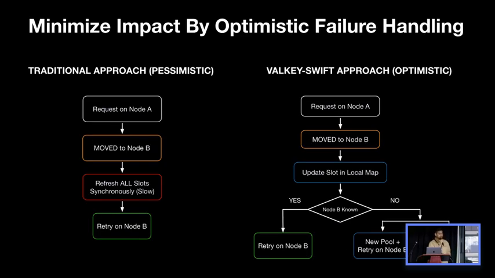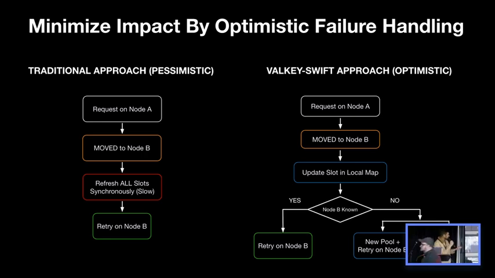The next lesson is to handle failures optimistically. The traditional approach that I've seen in some clients is pessimistic, which assumes the worst, so it takes proactive measures to handle errors. The Valkey-Swift approach is optimistic, which assumes the best, so we take reactive measures to handle errors. Let's see this via an example.